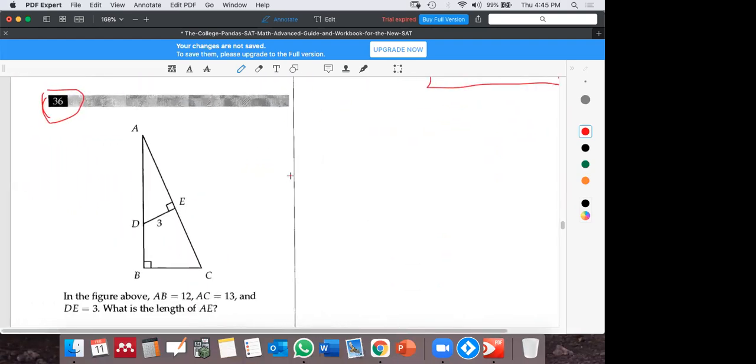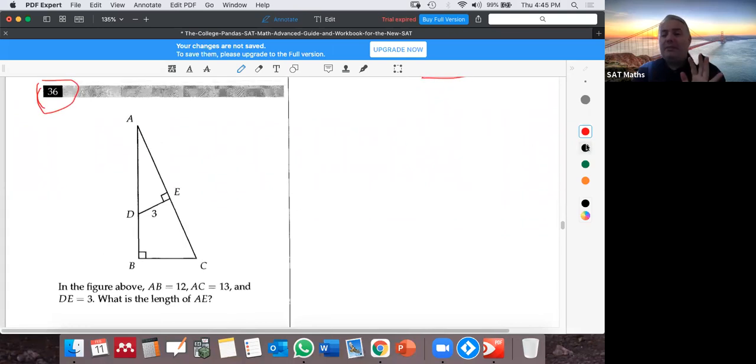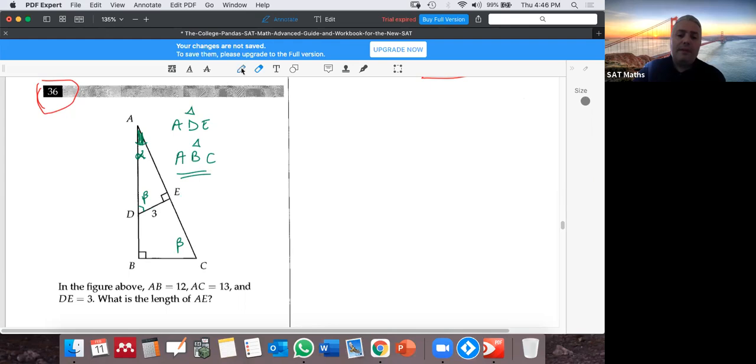Let's talk about this 36 quickly. Quickly, what I see when I look at first, 90 and 90, good. And vertex A is common. If I call this alpha, alpha is a member of triangle ADE, and alpha is also a member of angle ABC. So in triangle ADE, if this is alpha, if this is 90 degrees, and I call this beta, look at the big triangle ABC, alpha, 90, this will automatically be beta. Is this clear for all of you? Yes.